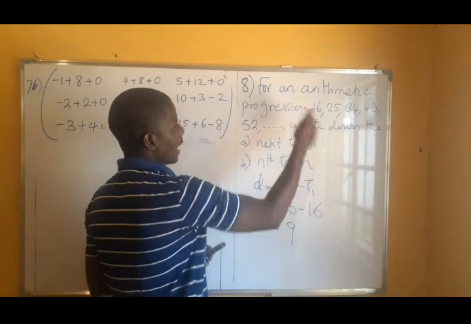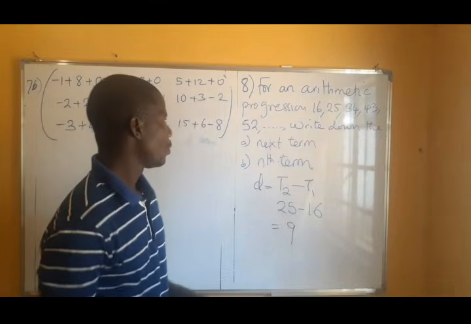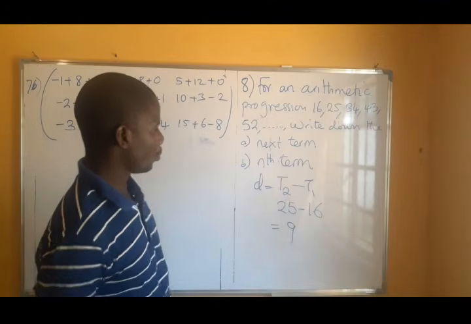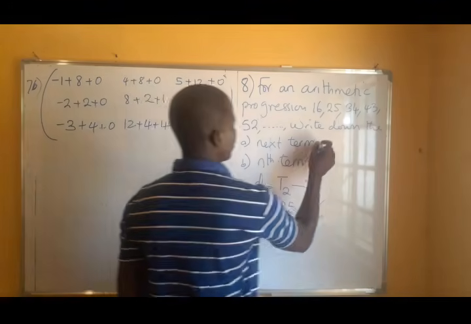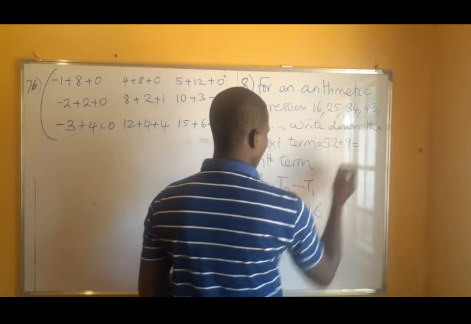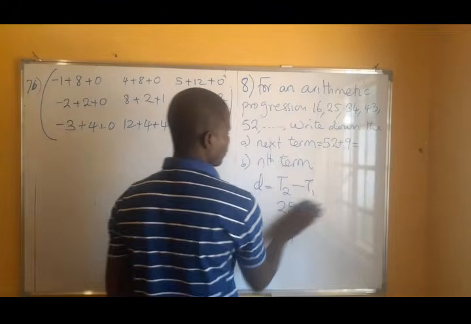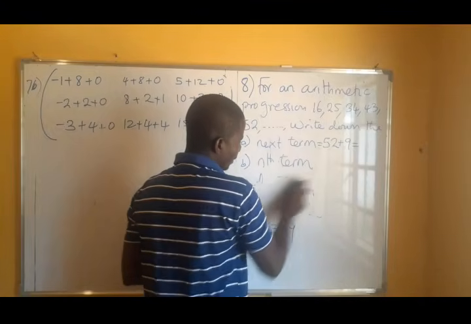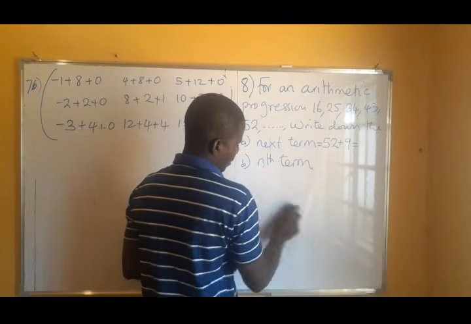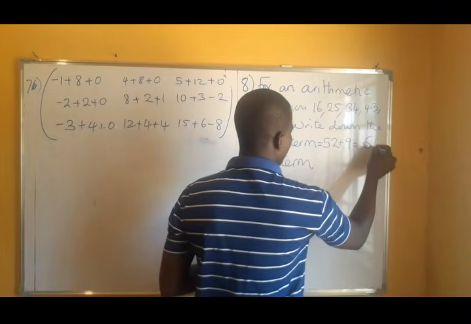this is a constant that is added to get the next term. So you add this 9 to 52 to get the next term. So here we're going to have 52 plus 9. What do you get? That is what is going to be your next term. So we're going to have 61 there. Okay. We are going to get 61.